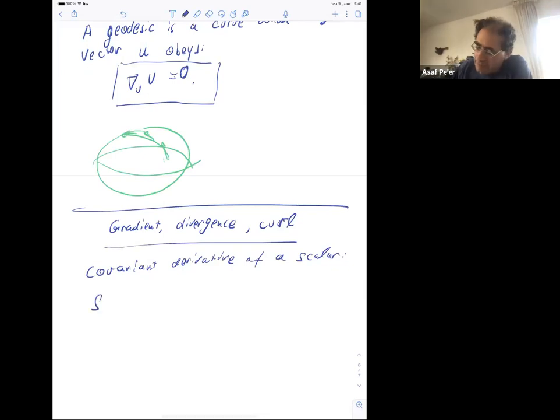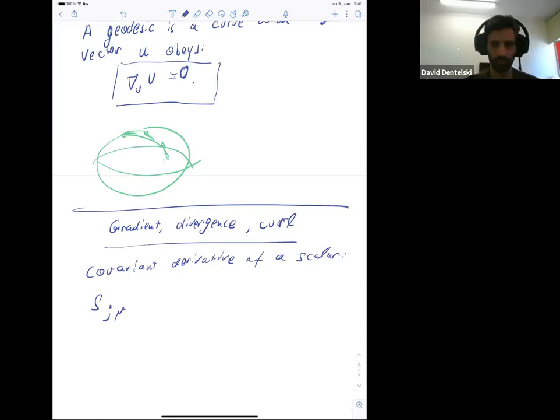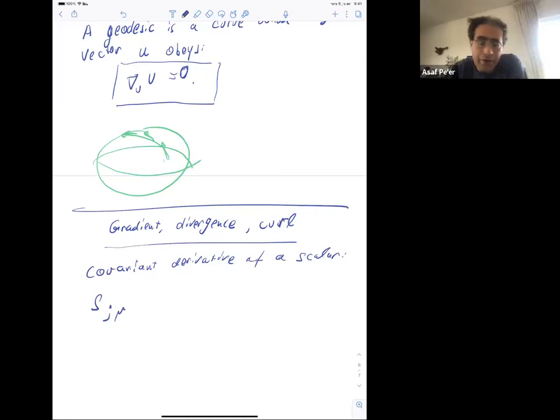If I take a scalar and take the covariant derivative, what is that? Just a partial derivative, no? Yeah, exactly. This is just the ordinary gradient, right? This is just ds over dx mu. And what is dx over dx mu? This is just a gradient.